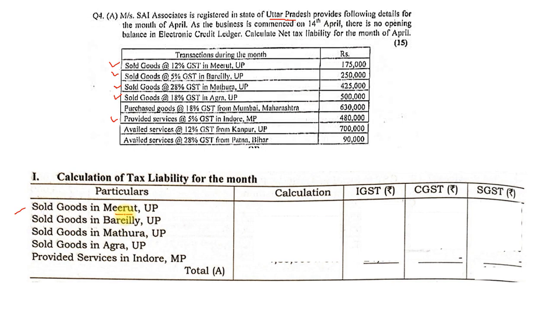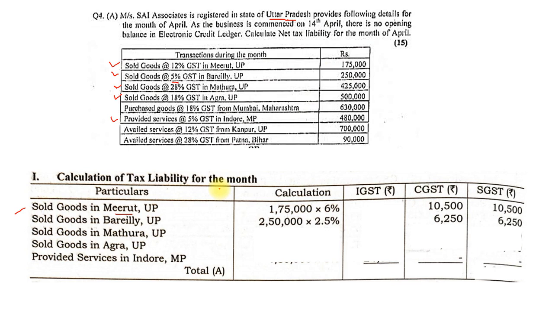If same state, that amount 1,75,000 and the GST rate was given as 12%, so it will get split into 6% each. So it will become 1,75,000 into 6%. 6% will go in CGST and the next 6% will go in SGST. So 1,75,000 into 6% is 10,500 each. Next, sold goods in Bareilly. Again, Bareilly is in UP, same state. So 2,50,000, the rate given is 5%, so it will become 2.5% each. So 2,50,000 into 2.5% each will go in CGST and SGST, which comes to 6250.